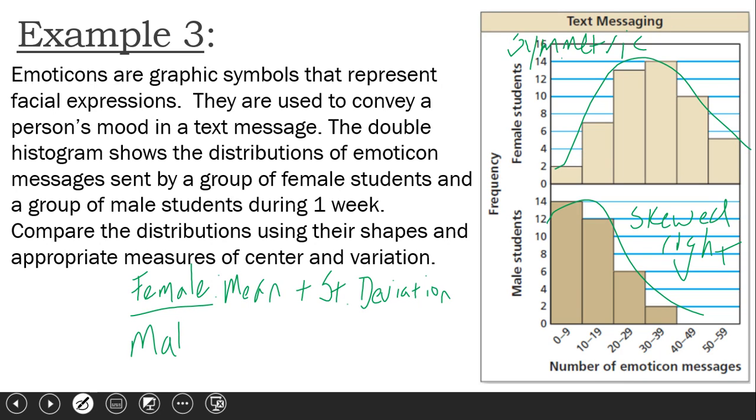And for the males, we would use the median because it is skewed, and the 5-number summary. And when we say 5-number summary, what we're talking about is the minimum, Q1, first quartile, the median, Q3, your third quartile, and the maximum. So remember, symmetric distributions go with mean and standard deviation. Skewed distributions go with median and interquartile range or 5-number summary.